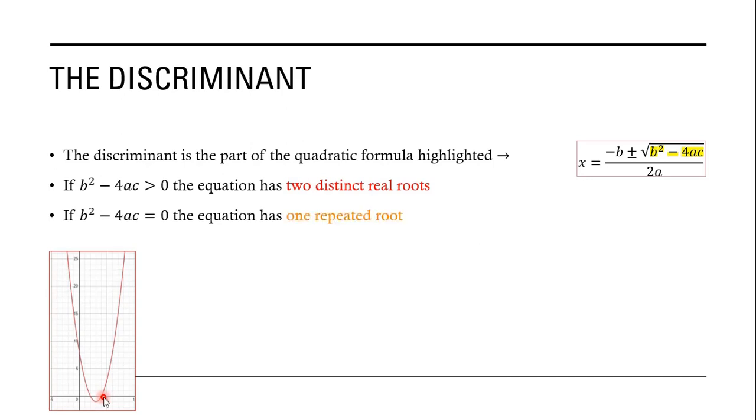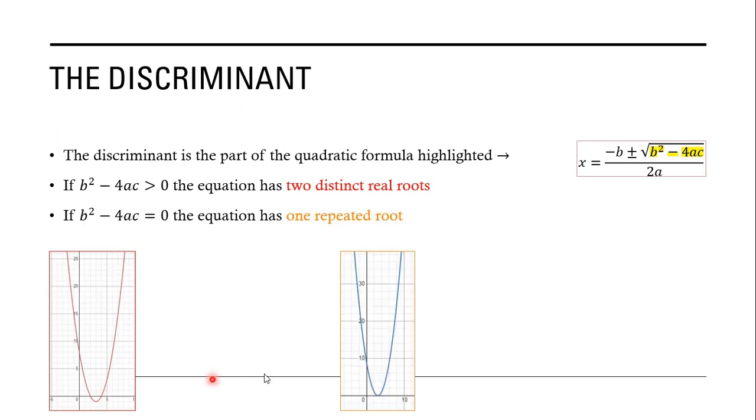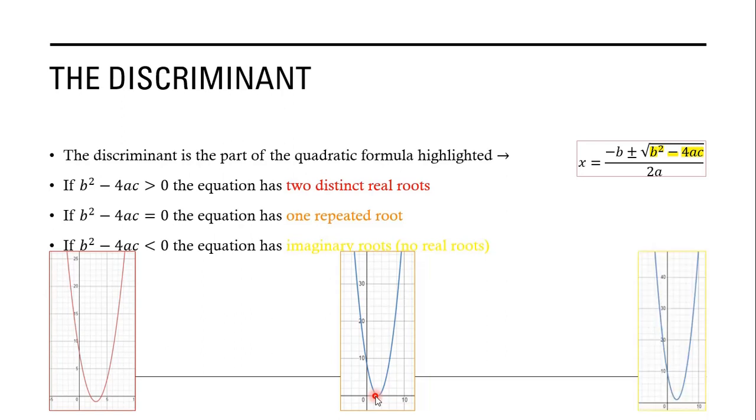If b squared minus 4ac equals 0, the equation has one repeated root, so that's this one. So you can see it kind of bounces off the x-axis. That's the way I think of it. And if b squared minus 4ac is less than 0, the equation has imaginary roots or no real roots. So this is what that looks like. So it basically just means it does not touch the x-axis. It does not cross it at all.